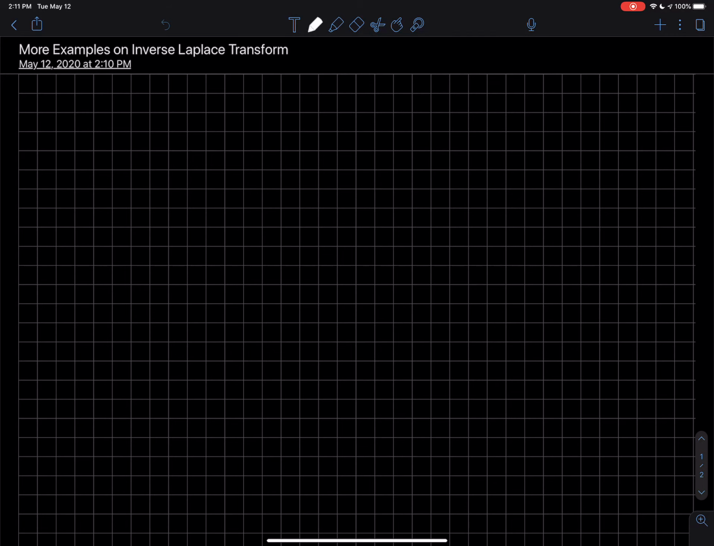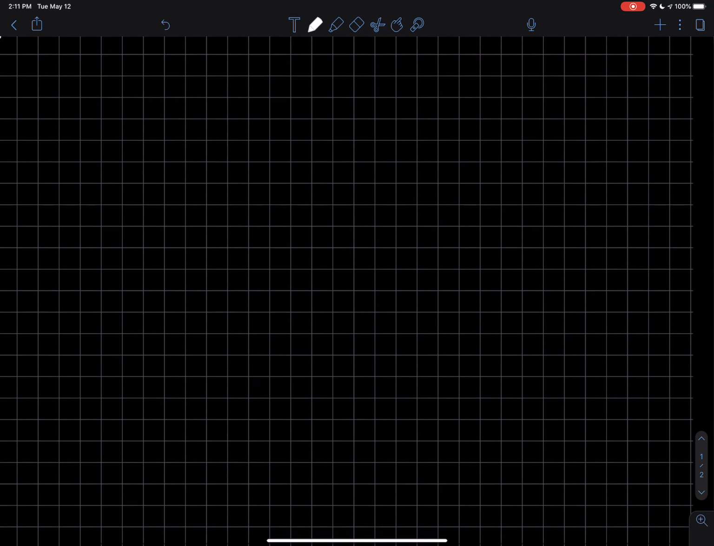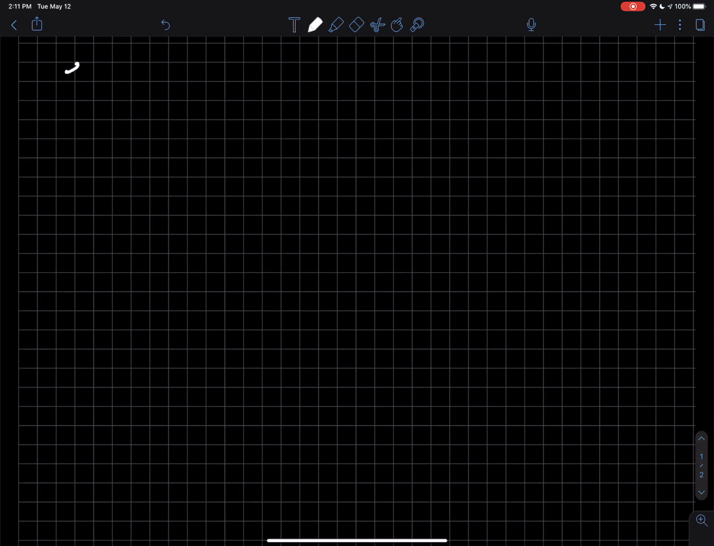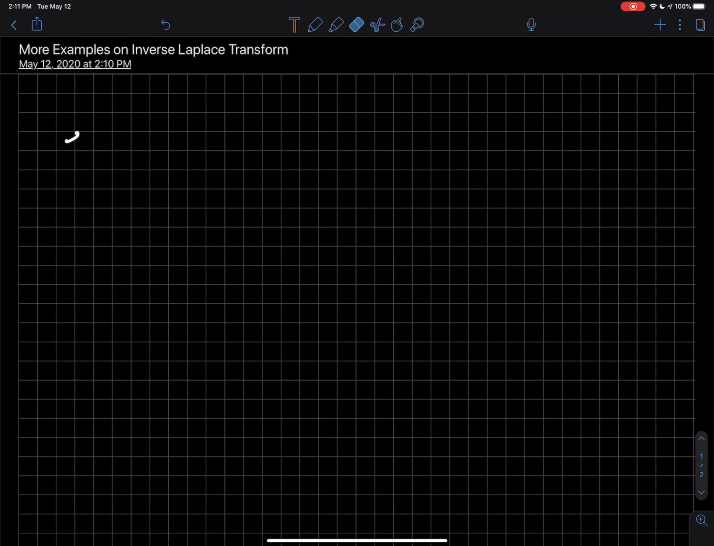So let's say I want to find the inverse Laplace transform of 5s over s squared plus 6s plus 11.